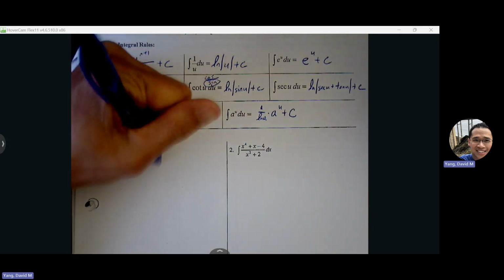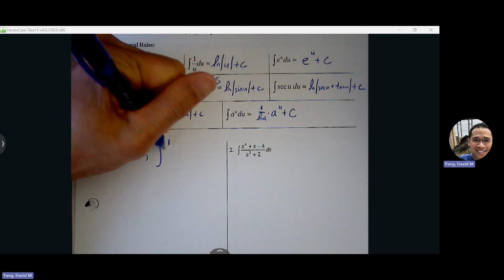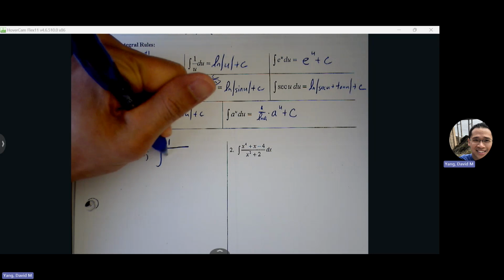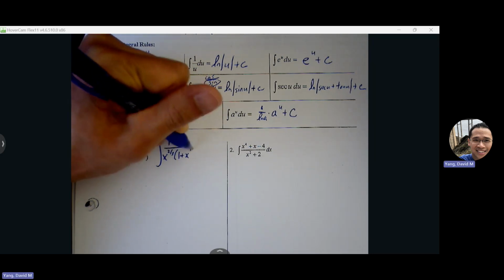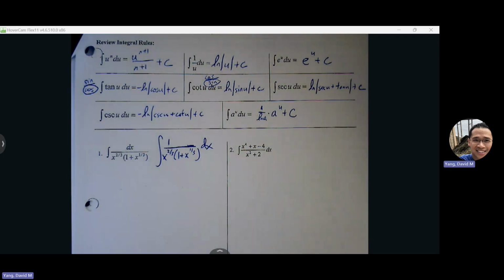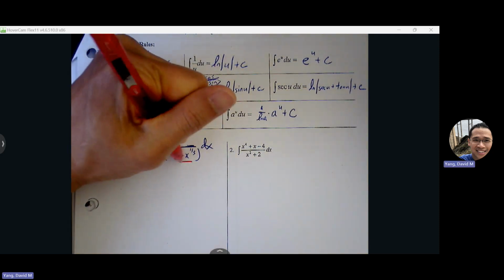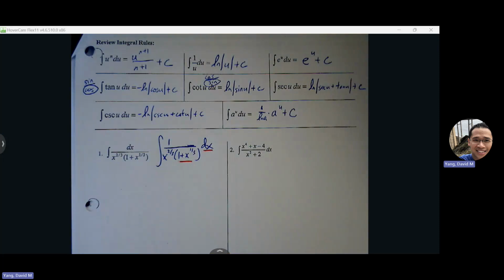So I like to pull the dx out in front, or outside the fraction, so it just looks more consistent with other problems. We see a set of parentheses, so it looks like that could be a target for our U value.